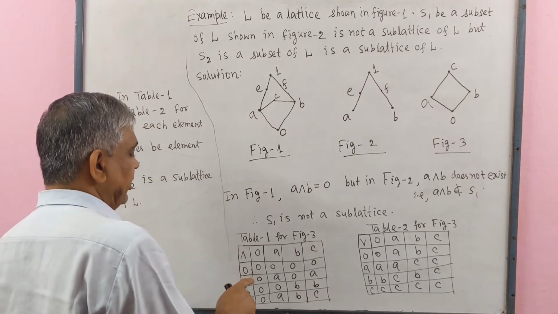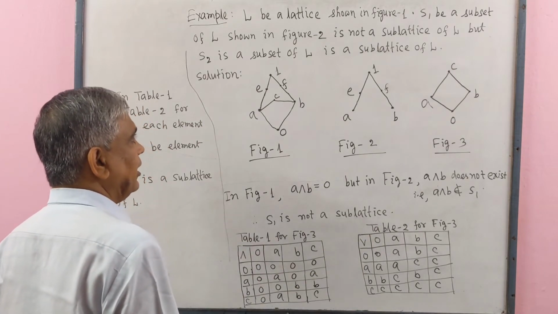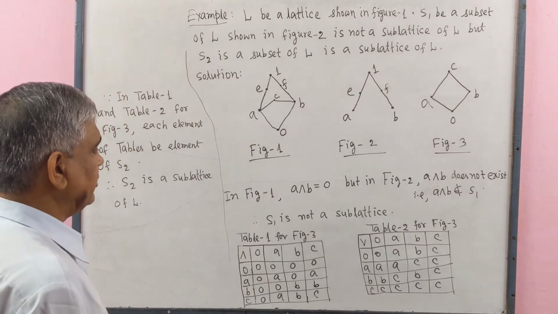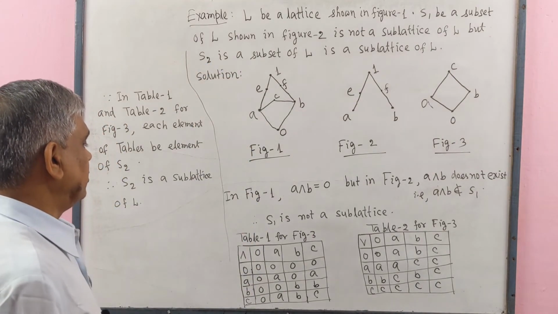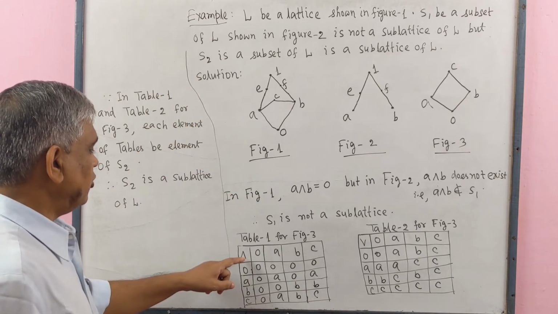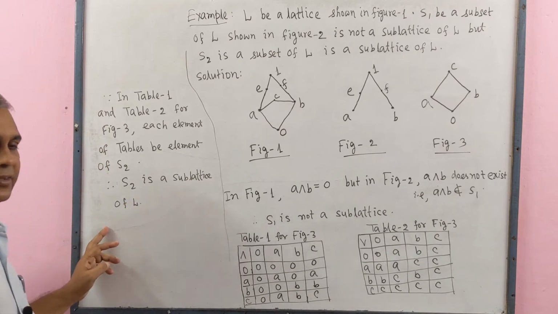Here we see that the elements of table 1 and table 2 are elements of S2. Therefore, S2 is closed under operations meet and join. Therefore, S2 is a sublattice of L.